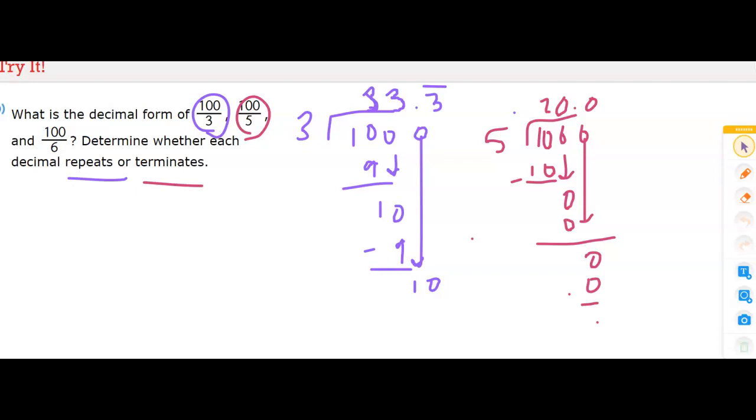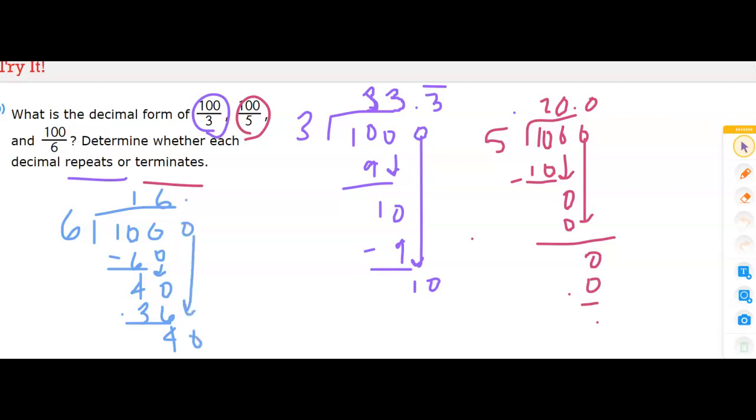Last is 100 over 6. It goes into it once. 6 times 6 is 36, which leaves 4. Add a 0. 6 goes into 40. And then this will keep going. So that'll be repeating. So this is 16 and 6 tenths repeating. So this fraction is also repeating.